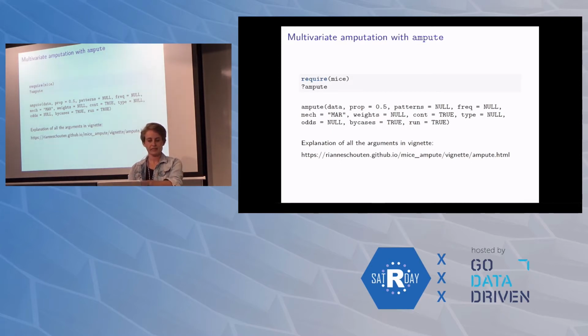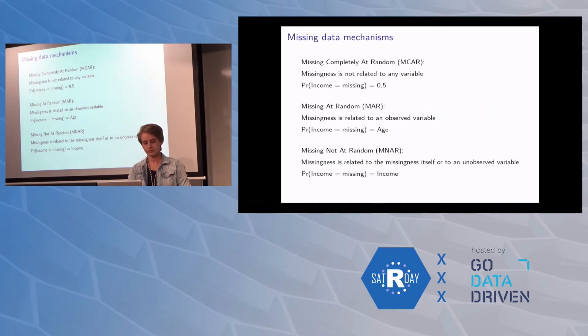First of all, it is in package mice, the function ampute, and it has many more arguments. An explanation of all the things that you can do with it is in the vignette that you can find here. So missing data mechanisms, we consider 3 mechanisms. One is missing completely at random. That is missingness that is not related to any variable. So for example, the probability that some value on variable income is missing is 0.5. It is a fixed probability.